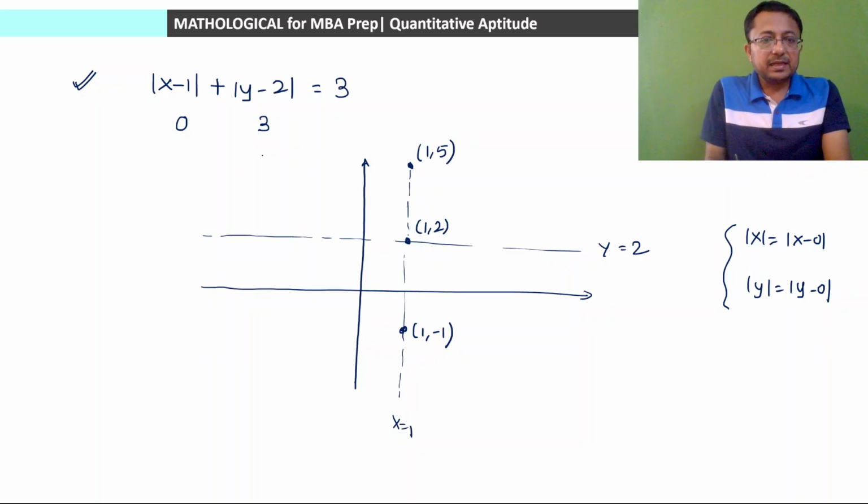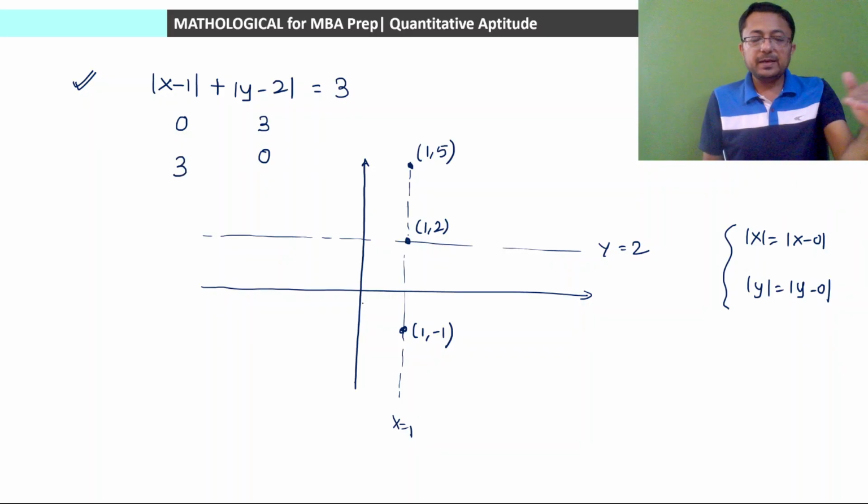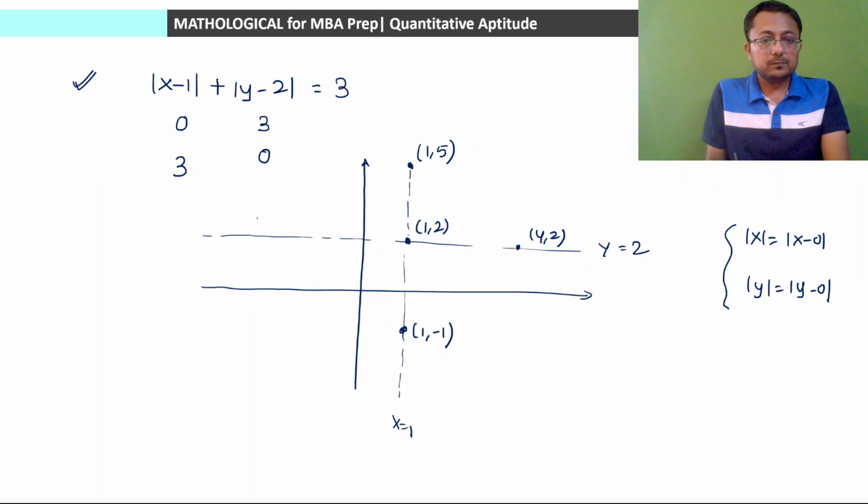Second case can be mod of y minus 2 is equal to 0 and mod of x minus 1 is equal to 3. So y is equal to 2, clearly. These 2 points will be lying on the line y is equal to 2. But mod of x minus 1 is equal to 3. Distance of x from 1 is 3. So 1 plus 3, that is (4, 2), or second case will be 1 minus 3, that is (minus 2, 2). So these 2 points. So this will be our graph.